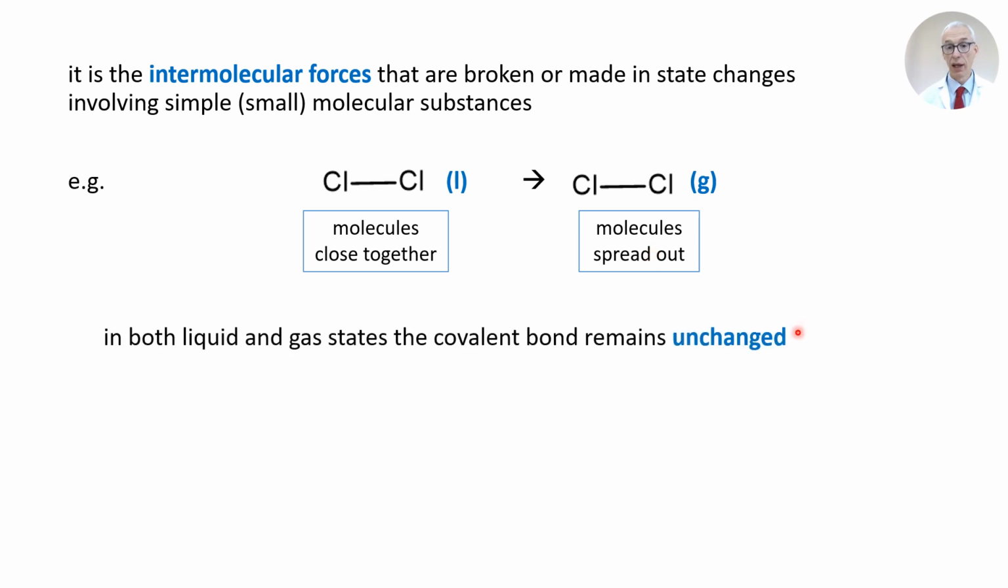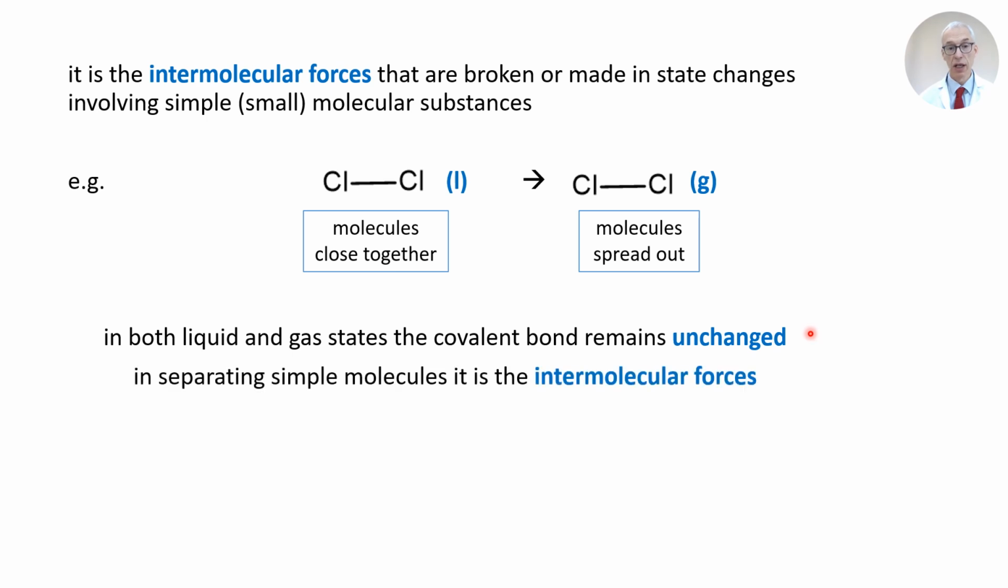The covalent bonding remains unchanged by a state change. It's the intermolecular forces between the molecules that, in this example, are broken. So if we look at the diagrams, the covalent bond remains unchanged. But in a liquid, the molecules are close together. In a gas, they're spread out. It's the intermolecular forces between the molecules in this example that have been broken.